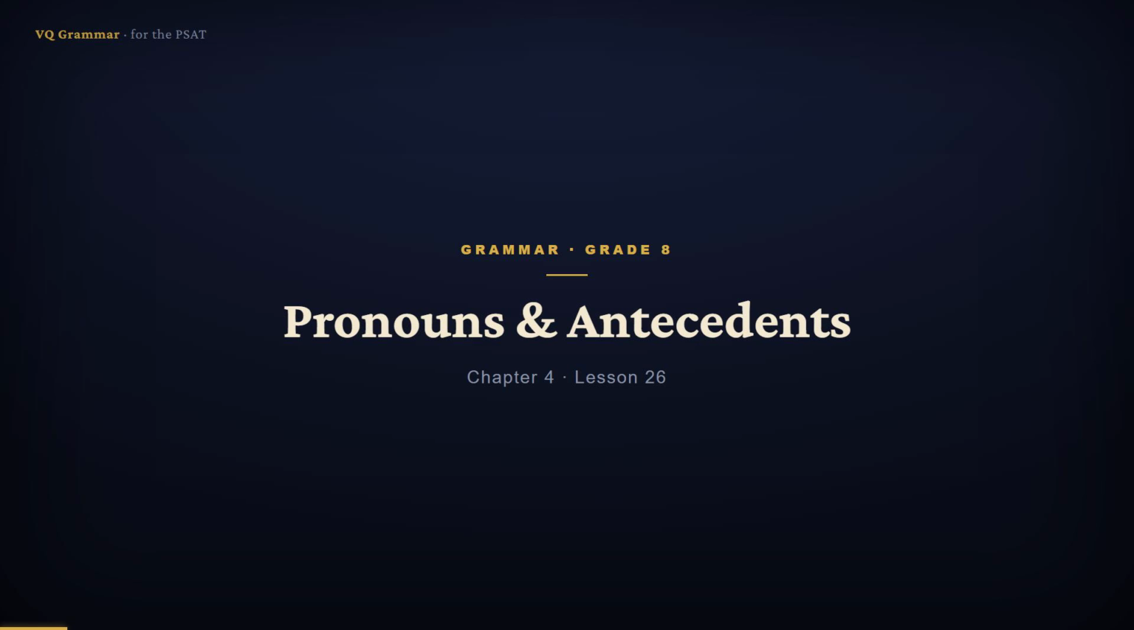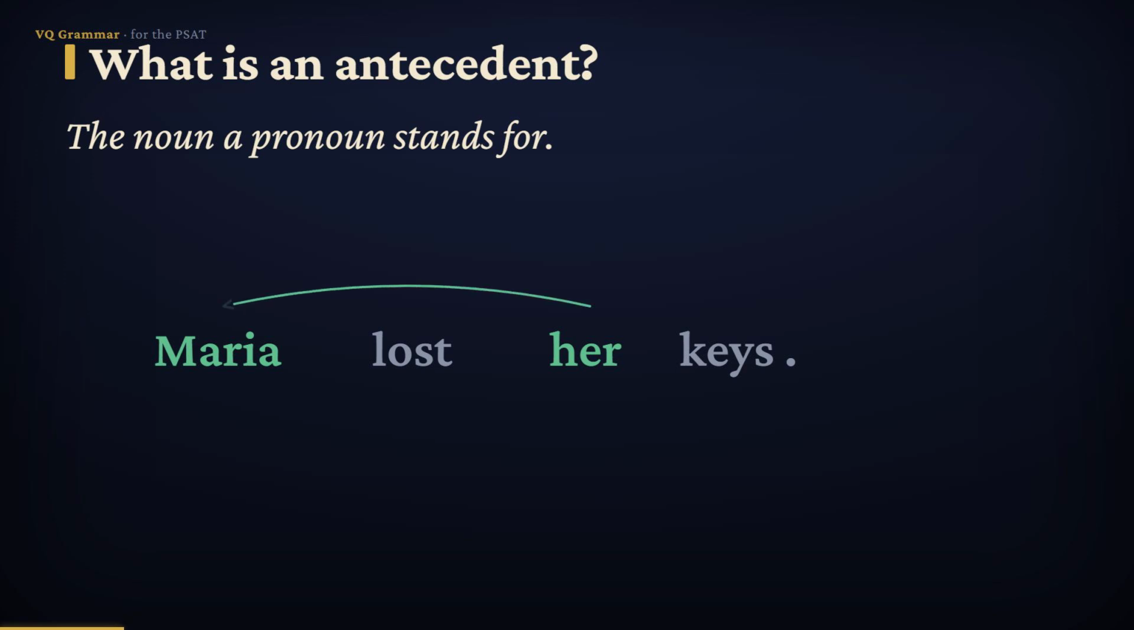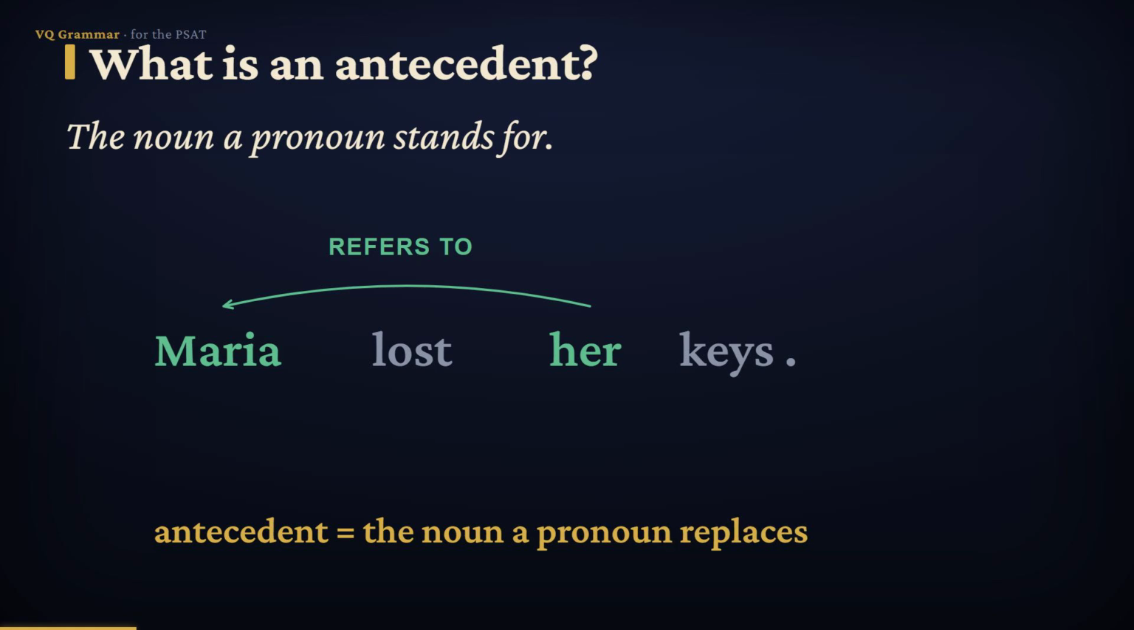Pronouns and antecedents. Let's start with the word itself. The antecedent is the noun, or group of words, that a pronoun stands for. Take this sentence. Maria lost her keys. The pronoun is her. Now ask, her who? Maria. So Maria is the antecedent of her, the noun the pronoun points back to. Notice I've colored both words green because they name the very same person.